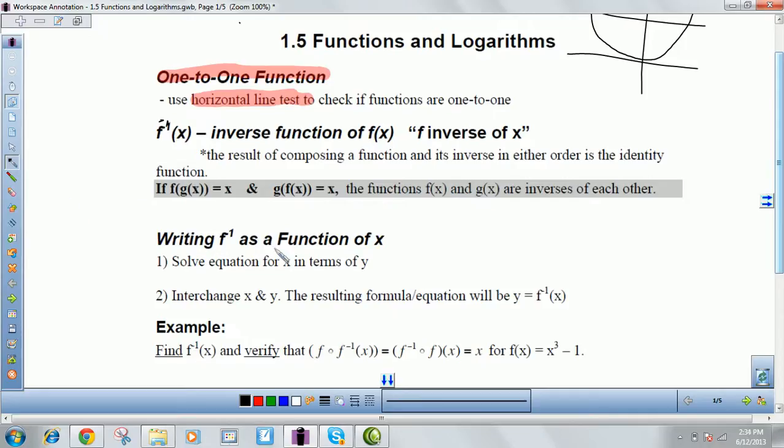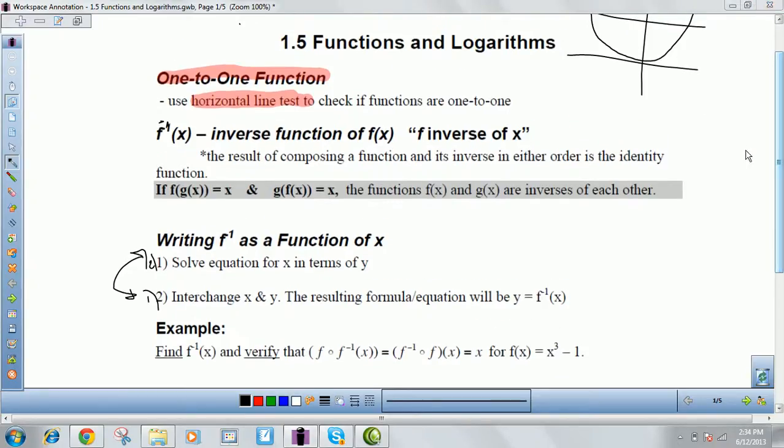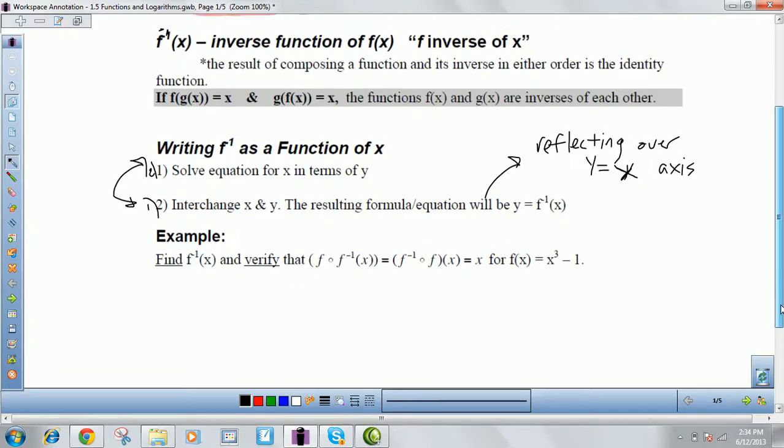Okay, so two steps, and these steps don't have to be in order, this can be 2, that can be 1, doesn't matter. But the basic idea is you're switching x and y, x for y. So since you're switching x for y, basically what you're doing is you're relating one function to the other function over y equals x. So you're reflecting over the line y equals x. That's what you're doing in finding its inverse.